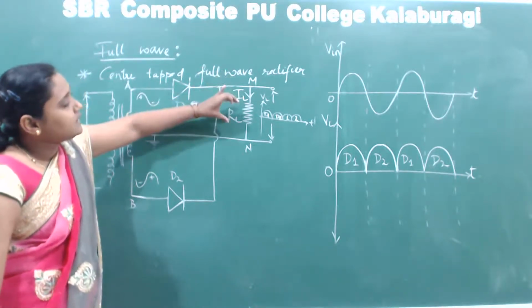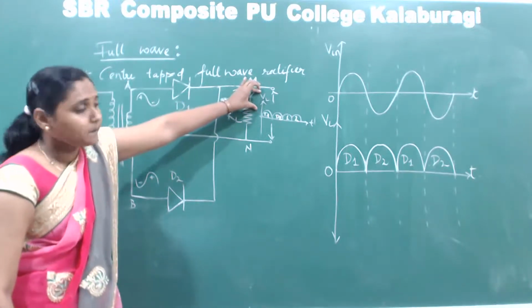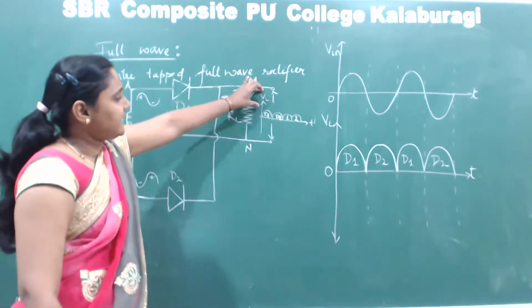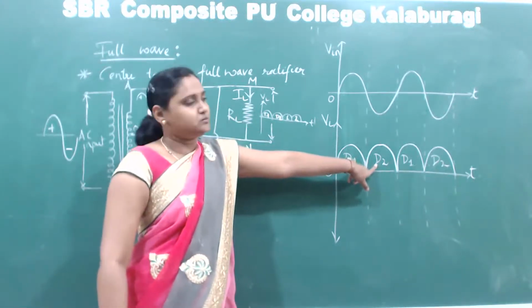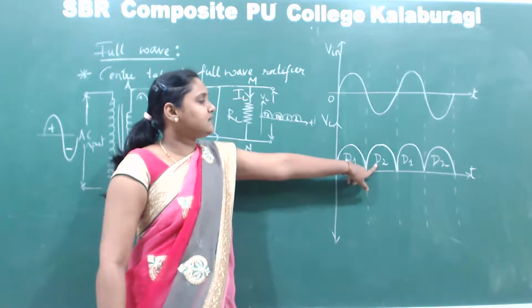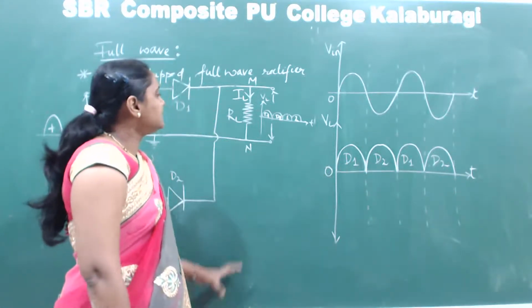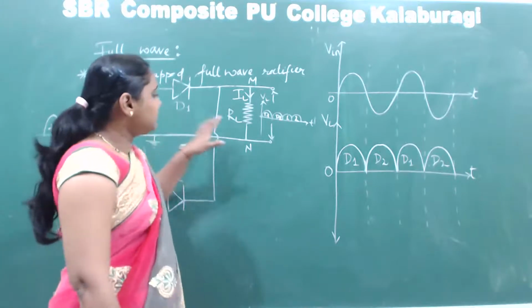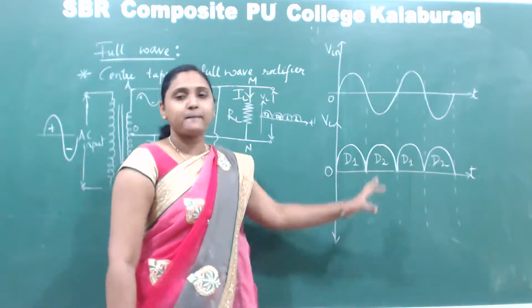and the current is IL. Due to the current flowing through RL, there will be a voltage drop across RL, that is called VL, and that VL is resulting due to what? This diode D2. So this is the operation. Due to D1, this positive cycle is formed. Due to D2, this positive cycle is formed.